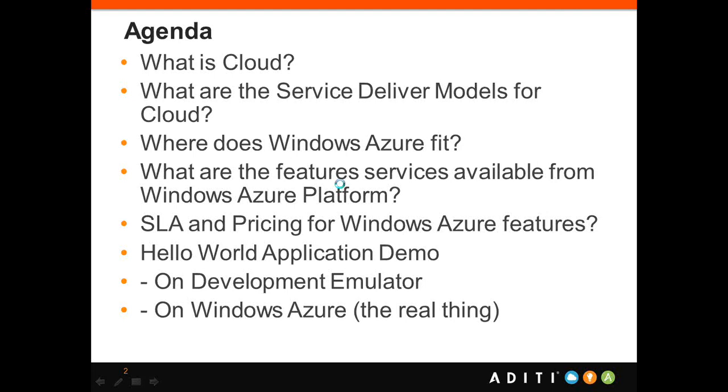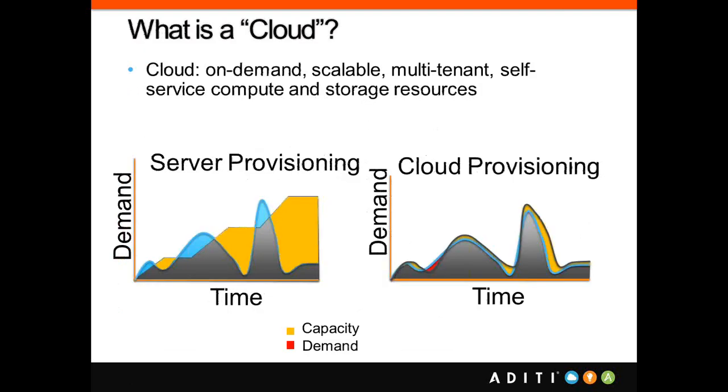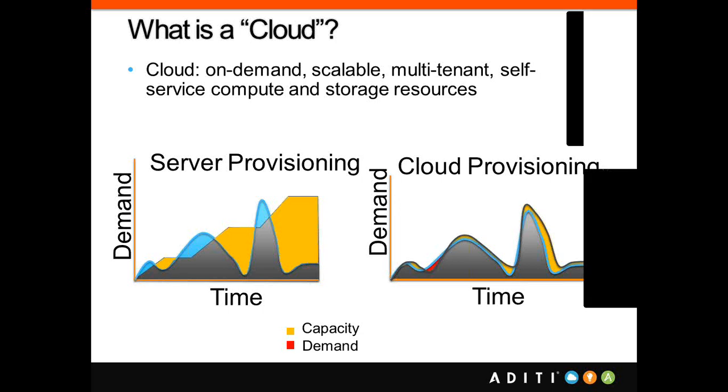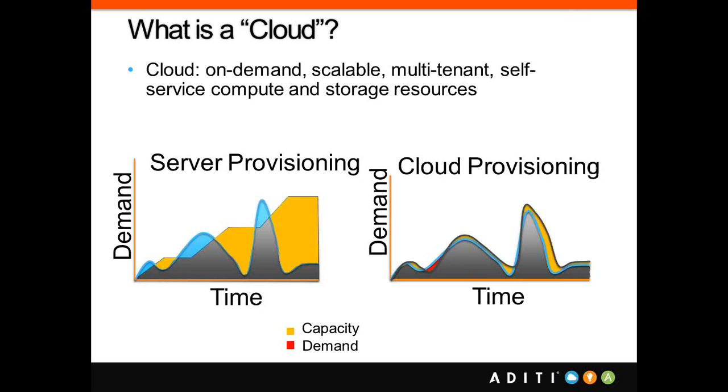Moving to the slide, a very brief introduction, which we are going to talk about what is cloud. So there are a lot of definitions available for cloud, and people are actually defining it in different ways, but I just want to keep it very simple. Let us call it a cloud: on-demand, scalable, multi-tenant, self-service compute and storage resources. What it means is you have all these resources readily available and very scalable on demand whenever you need it, and you don't have to depend on anything else. You can actually self-service these resources.